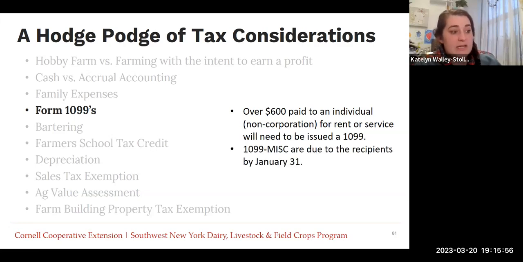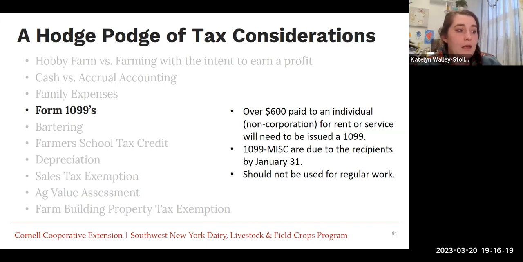In order to do a 1099, you have to work with your tax preparer to have them filed by January 31st, and you have to have the social security number of whoever you're issuing the 1099 to, which can sometimes be a really tough thing to ask for. If you make a payment of $599, you do not need to file a 1099. You should not use 1099s for regular work. So if you have somebody that's working on your farm as an employee, you cannot pay them with a 1099. They have to be on payroll.